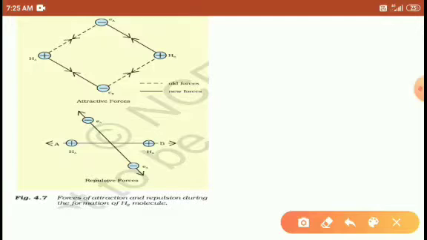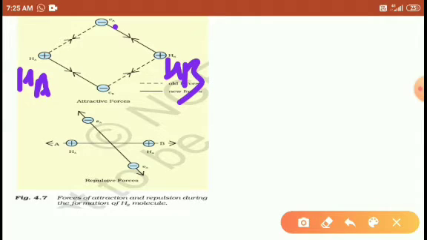Yes friends, I will show you the diagram. The electron of Ea is attracted to it. The hydrogen atom is considered as Ha, and this is Hb, and this is the Eb, and this is the Ea.